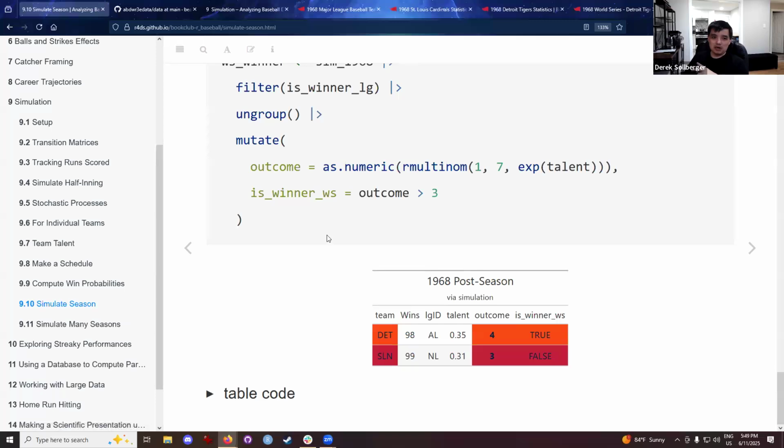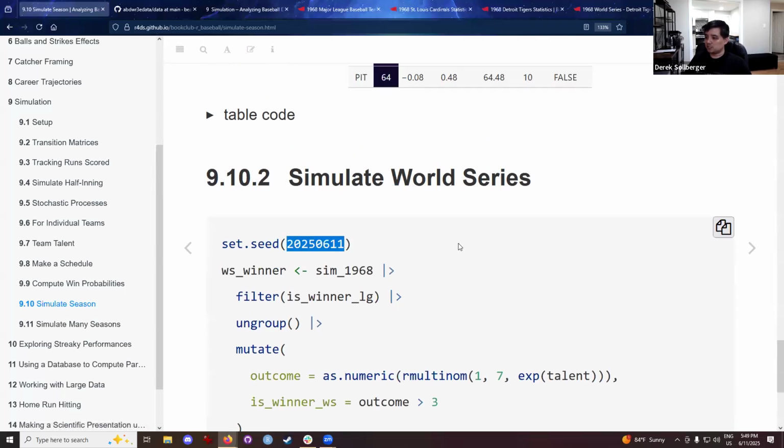And as you can imagine, that's part of the reason why I played around with the numbers earlier, because I wanted to see if I could emulate that 4-3 outcome in the World Series by plugging in these talent levels. And of course, setting the seed to today's date.